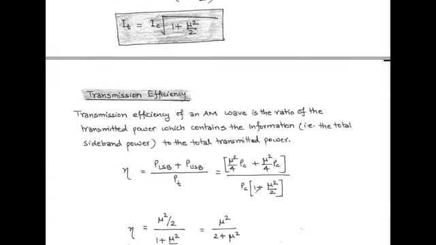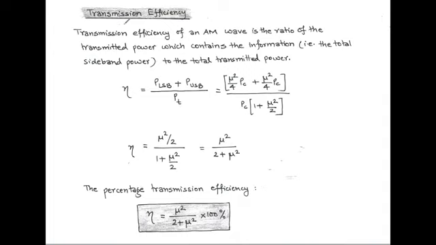Next, with the help of transmitted power, we can determine the transmission efficiency of the AM wave. Transmission efficiency of the AM wave is the ratio of transmitted power which contains the information upon the total transmitted power. Since we know that the information is contained only in the upper sideband and lower sideband, there is no information in the carrier power. So we write transmission efficiency eta equals power of lower sideband plus power of upper sideband upon total power PT.